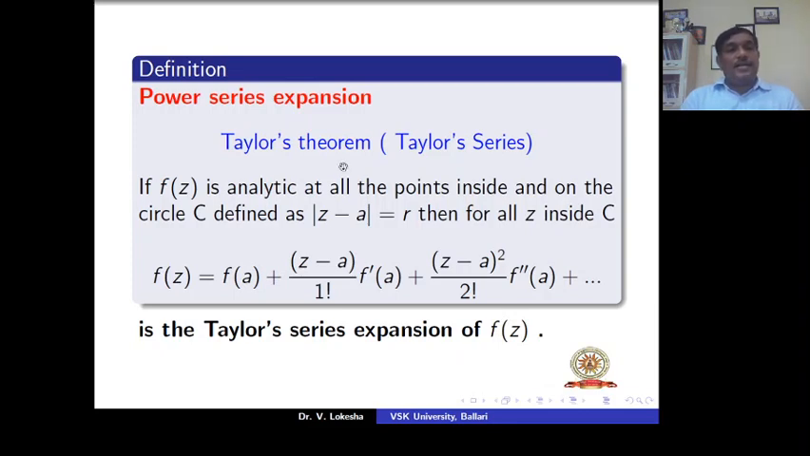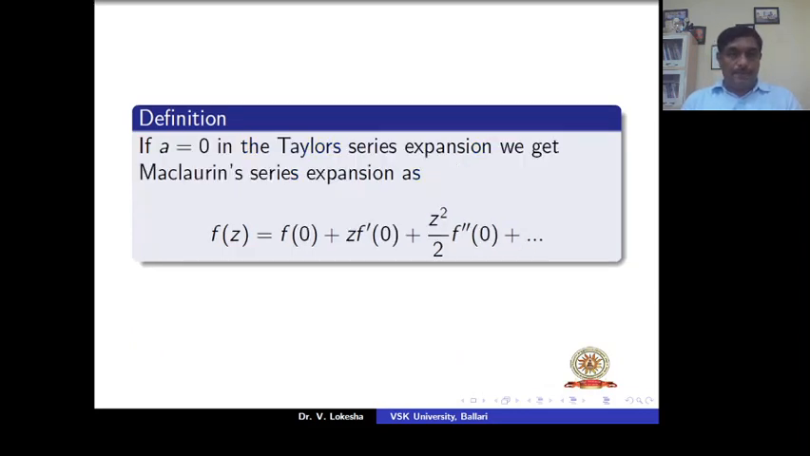Here we start with Taylor's theorem. If f(z) is analytic at all points inside and on a circle C defined by mod z minus a equals r, where a is the center of the circle and r is the radius, then for all z inside C, f(z) can be expressed as f(a) plus (z minus a) by 1 factorial into f dash a, that is the first derivative at a, plus (z minus a) whole square by 2 factorial into the second derivative at a, plus etc. This is called the Taylor series expansion of f(z).